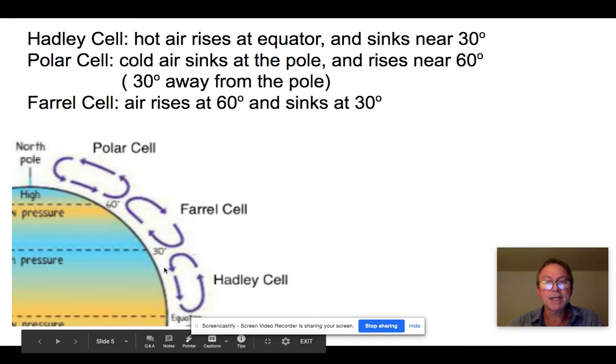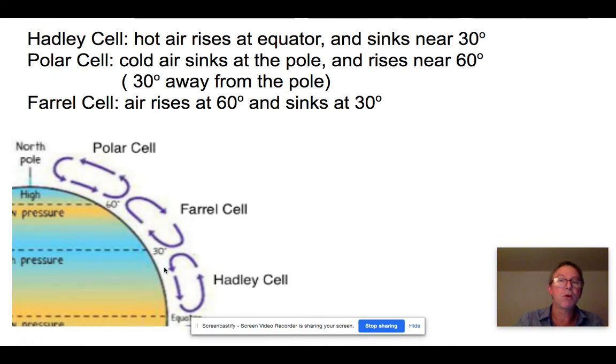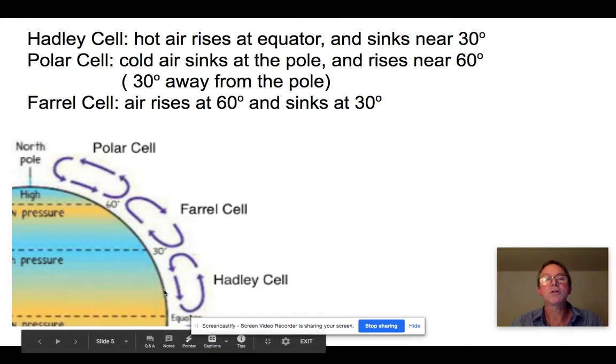Now, I'll tell you, the easiest way to remember this is then to go to the pole. At the pole, it's cold here, so we'd expect cold air to sink. It goes about 30 degrees, warms up, and rises. So we get the polar cell going like this. So surface winds at the pole are flowing from north to south. Surface winds in the Hadley cell are also flowing from north to south, generally speaking.